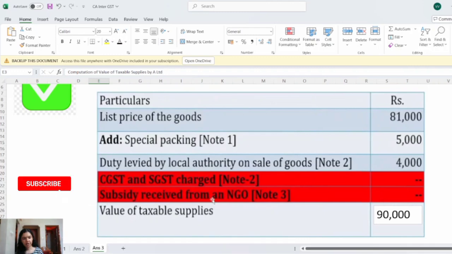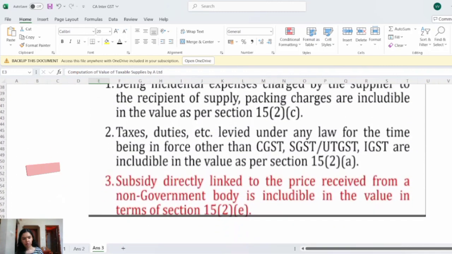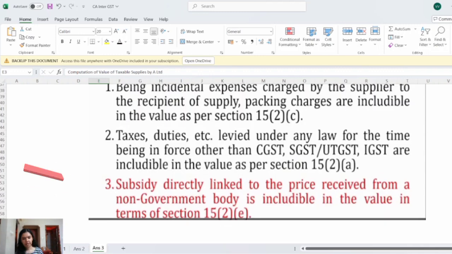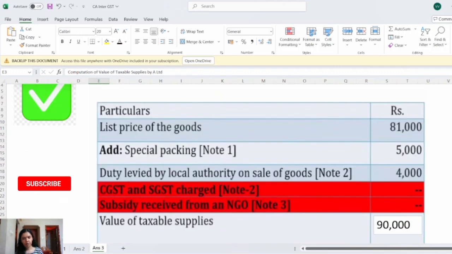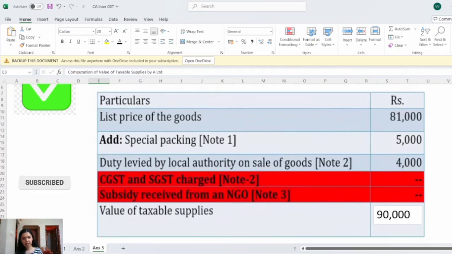And then subsidy received from an NGO, note 3. No treatment is required. So coming to note 3 now. Note 3: subsidy directly linked to the price received from a non-government body is included in the value as per section 15(2)(e). In this case, since the list price given is before deducting the subsidy amount, the subsidy is already included in this 81,000. So we need not include the subsidy here again. Value of taxable supply rupees 90,000.